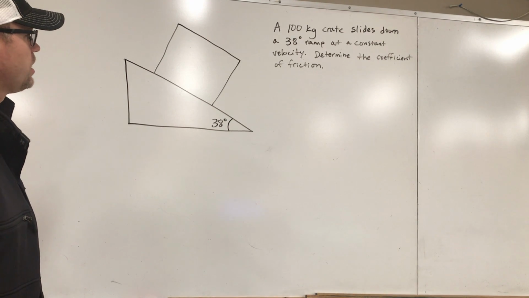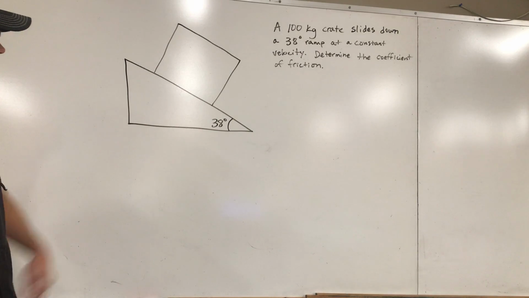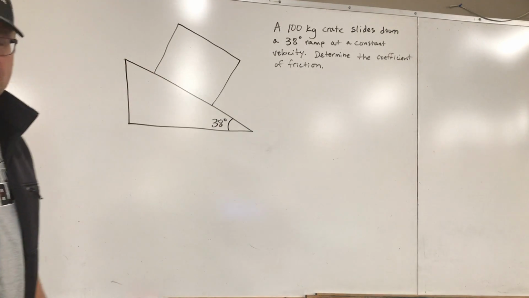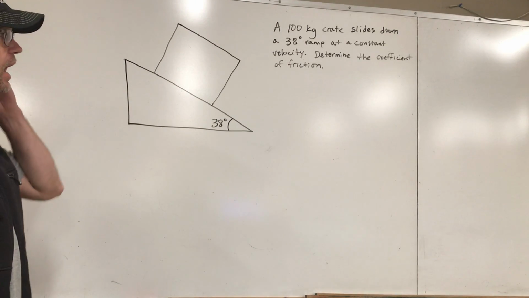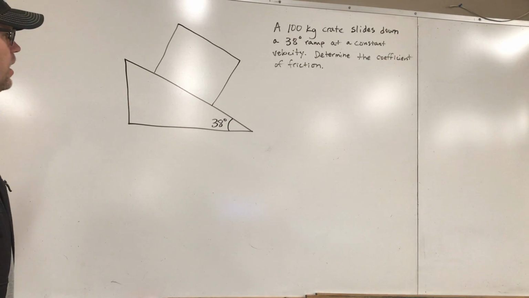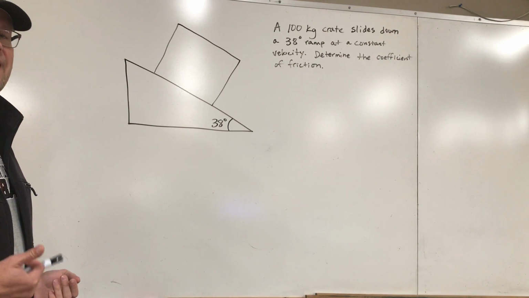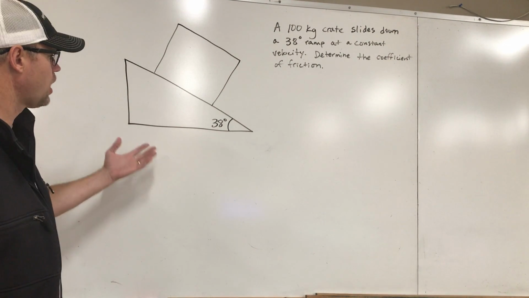What we're going to try to do is analyze this and figure out the coefficient of friction between the ramp and the crate as it slides down. Okay. Now, I'm going to save that for the end. First thing I'm going to do is just set up how to analyze situations where you have forces happening at angles. Okay, so this is a very common one.